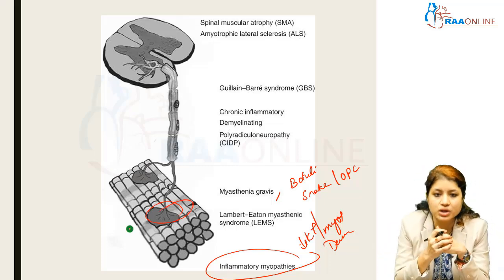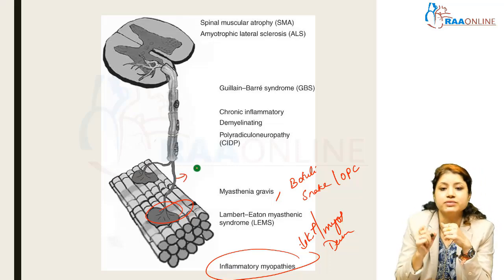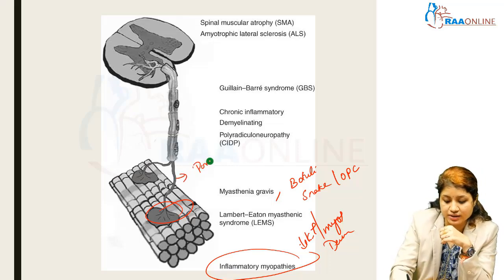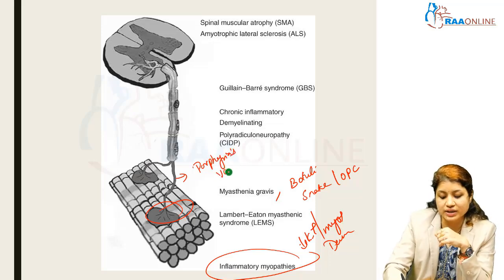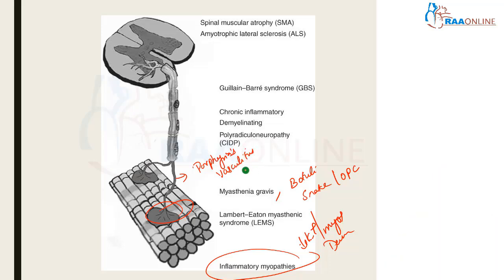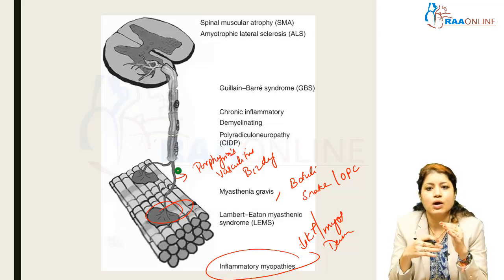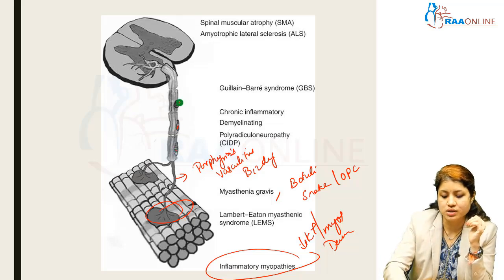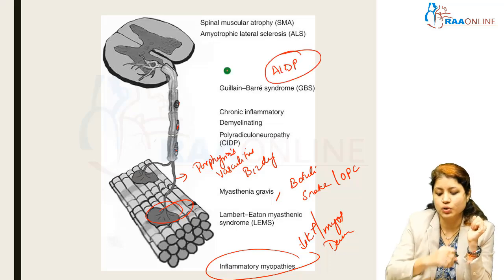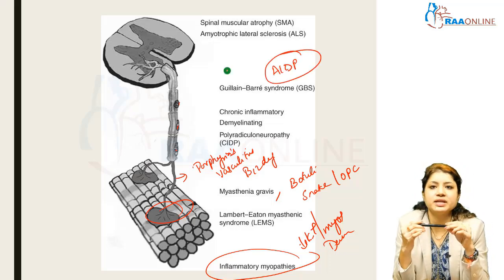Then as you approach up, you get damage to the nerve. In the nerve, you can have porphyrias, various kinds of porphyrias which cause the problem. You can even have vasculitis of the nerve, or a simple B12 deficiency causing the problem. So when you approach up, in the nerve, it is porphyrias, vasculitis, B12 deficiencies, or some neuropathies. As you go more up in the nerve roots or in the axonal damage, we have acute inflammatory demyelinating polyneuropathies, which is mostly Guillain-Barré syndrome.